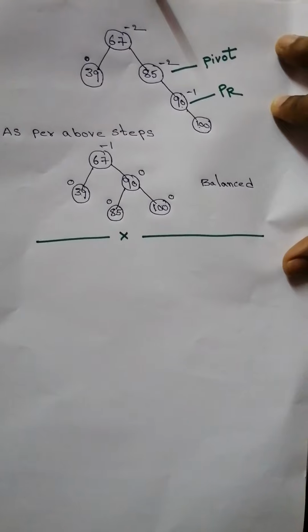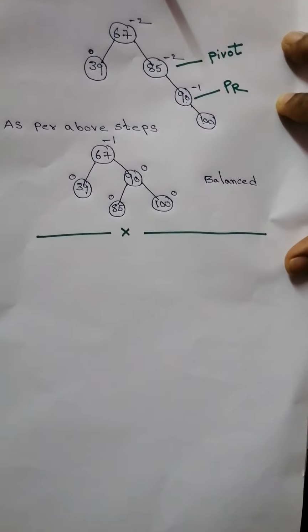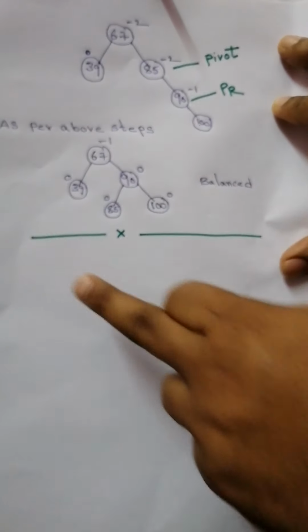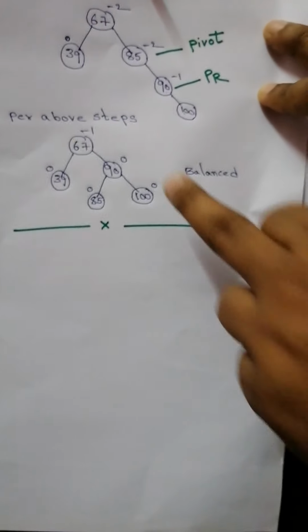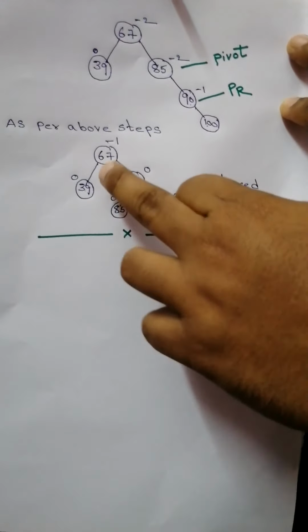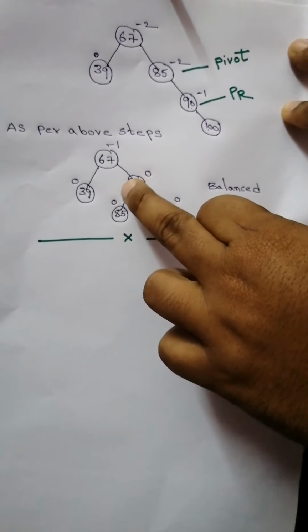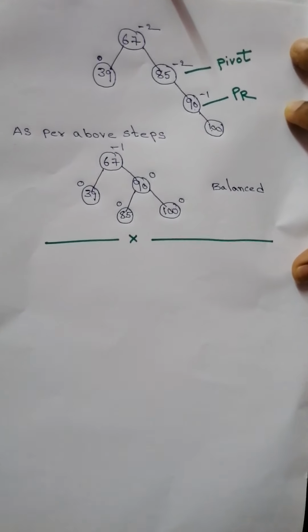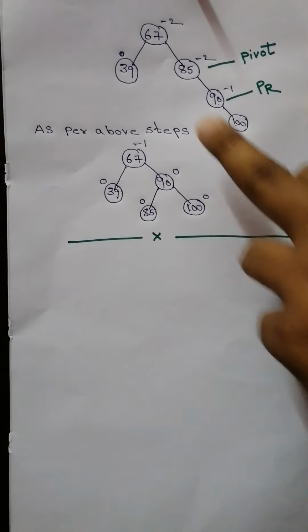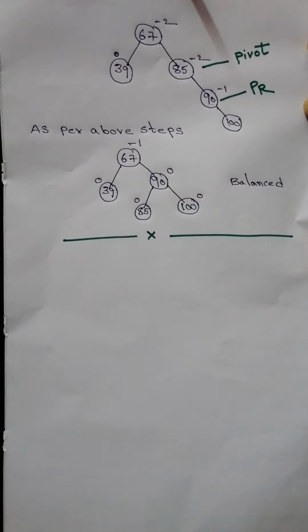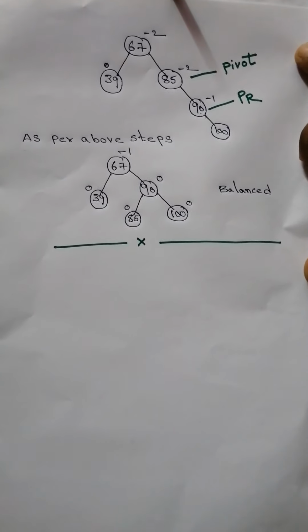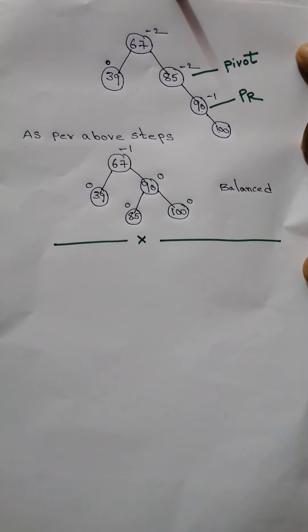There are no left children for the pivot and no left children for PR, so the remaining conditions will not affect this. Now this is the final balanced tree. Now computing the balance factors: 67 is the root node, with height of right subtree 2 and height of left subtree 1, so 1 minus 2 is -1. Computing the balance factors gives 0, 0 and -1. Thus we make the unbalanced tree balanced using right rotation.